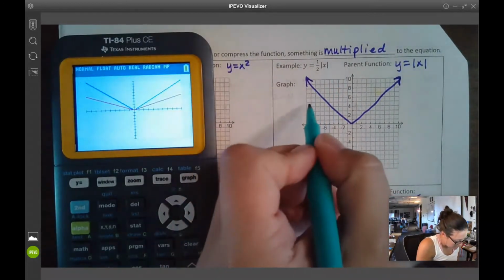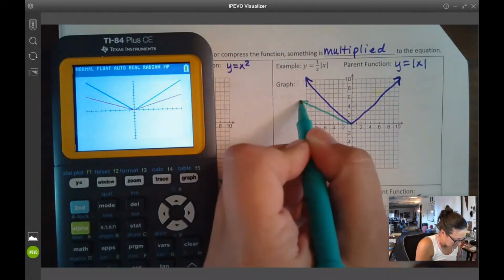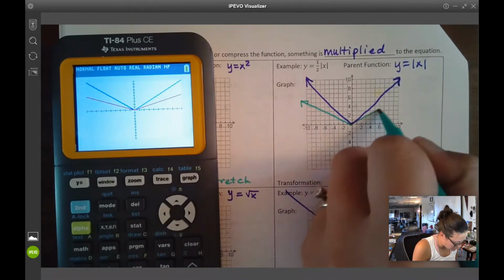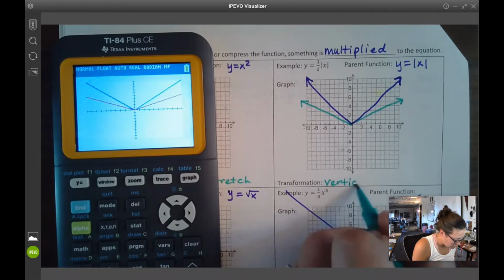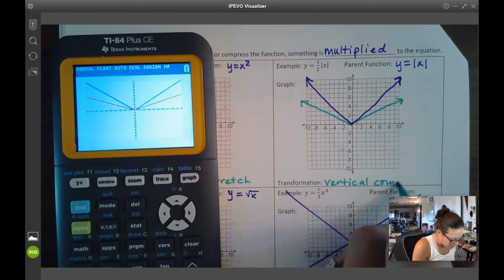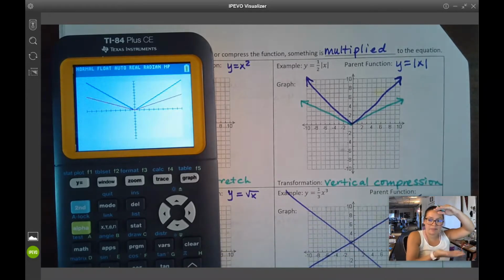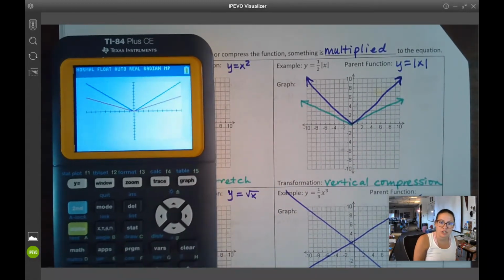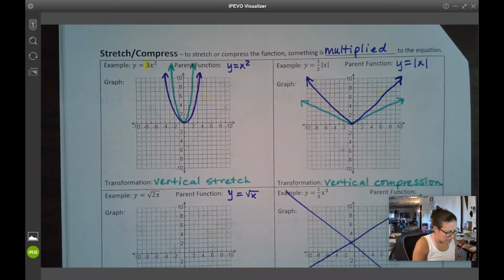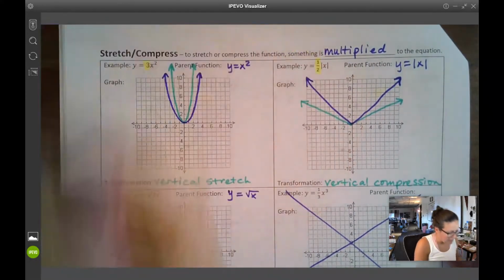Okay, in fact, it's half as tall as the original version. We call this a vertical compression. This time, imagine I'm taking both the top and the bottom of the graph and I'm just pressing it down, okay? I'm compressing it and making it smaller. So we call that a vertical compression. And that was because we multiplied by 1/2.